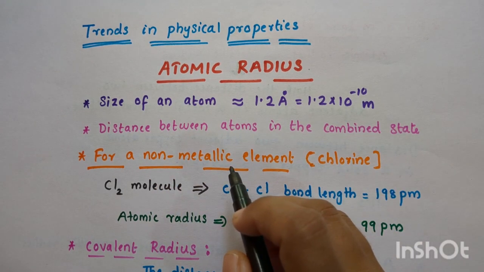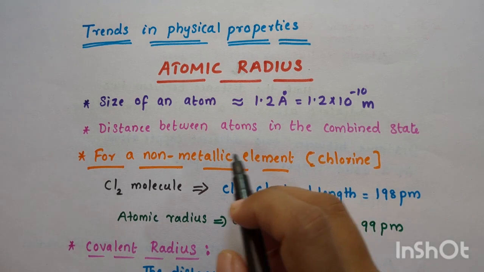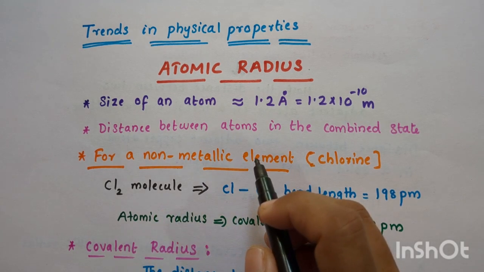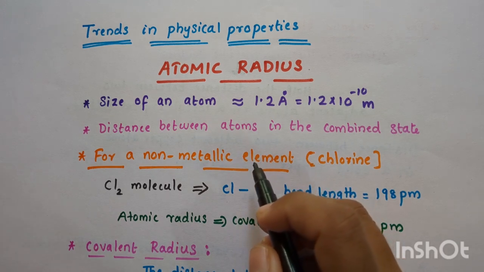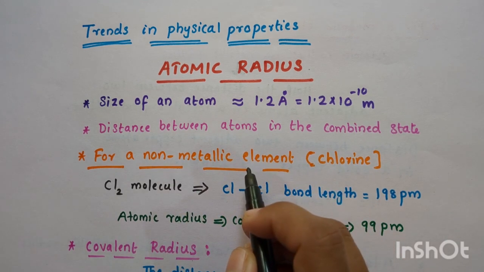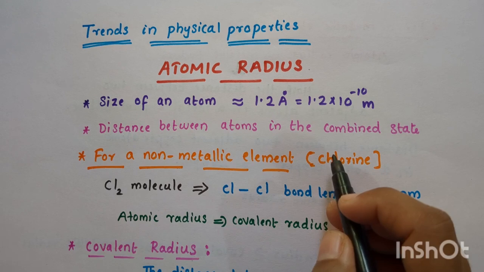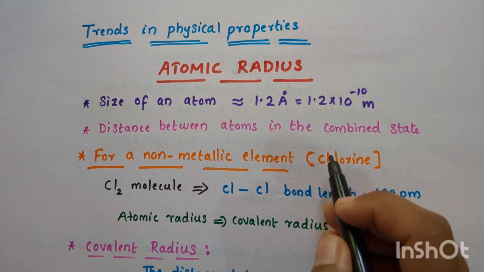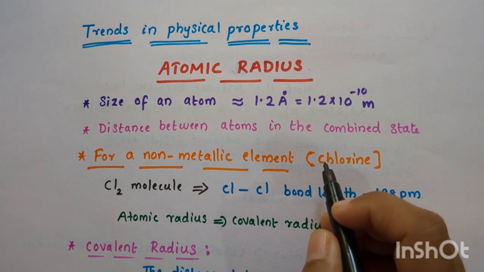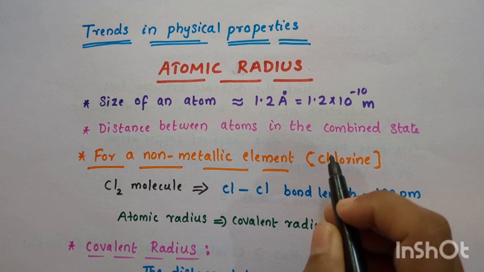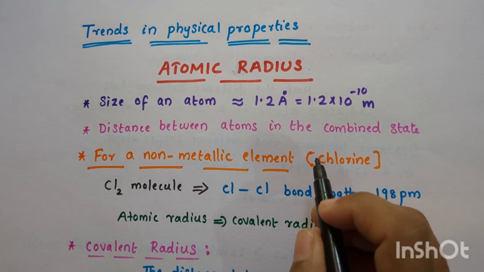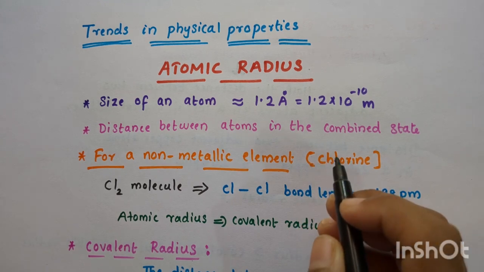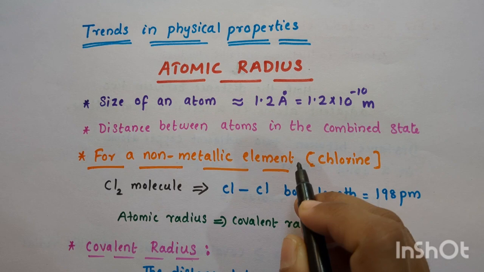An estimate of the atomic size can be made by knowing the distance between atoms in the combined state. Consider a non-metallic element; what we are discussing here will be suitable for all other non-metallic elements. Say chlorine is a non-metallic element. To estimate the size of the atom for non-metallic elements, we just measure the distance between two atoms when they are bound together by a single bond in a covalent molecule.